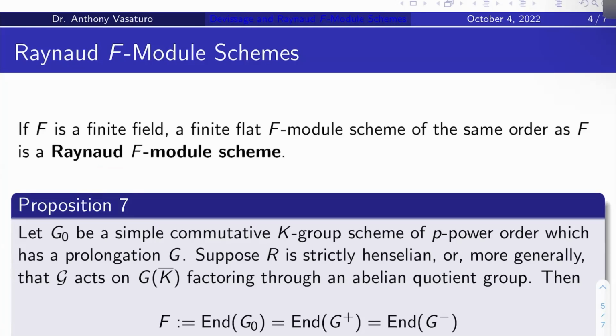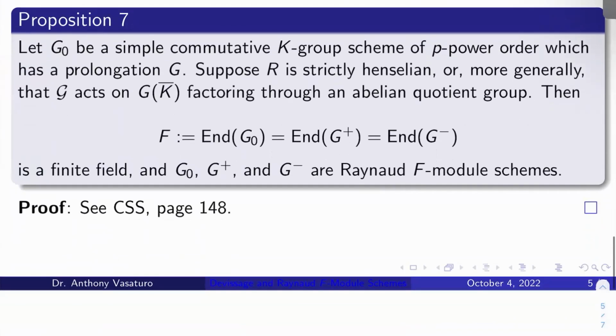Okay, so proposition 7, which will end the video, we'll let G0 be a simple commutative K group scheme of P power order for some prime P, and we'll assume that it prolongs to some G. We'll assume R is strictly Henselian, or more generally, let's just assume that cal G acts on the K bar points of G through an abelian quotient group. That's all we really care about.